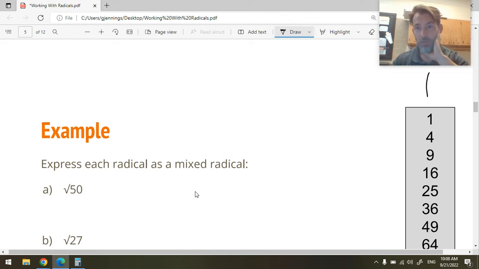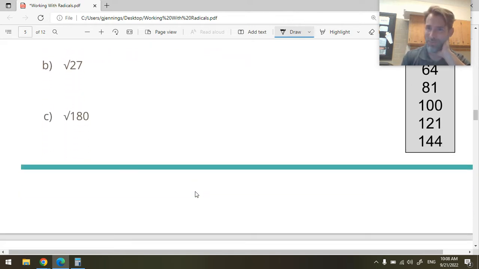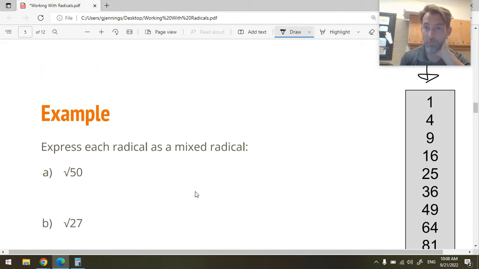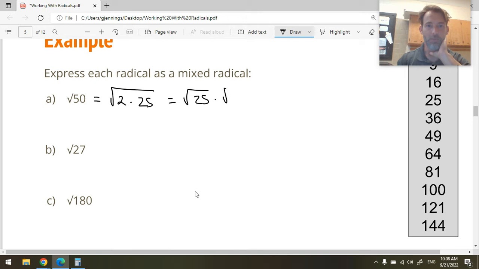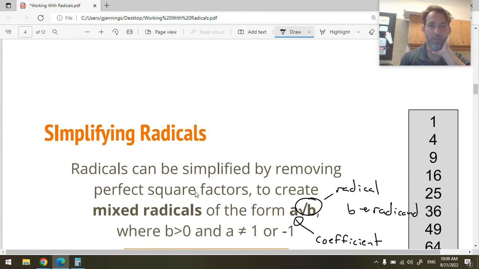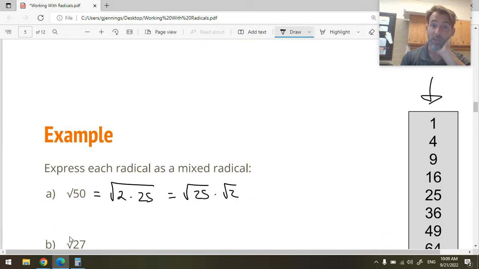The way we do that is we want to spot these factors that are hiding inside that number. What's special about this list of numbers? Oh, it's just the squares. So you want to know the squares, and that's going to help you here. So let's say 50. Well, I can write the square root of 50 as the square root of 2 times 25. And if I break that up, that would also be equal to square root of 25 times the square root of 2. That's using this property here. The square root of a times the square root of b is equal to the square root of a times b. Okay, so we're going to use that to break that up a little bit.